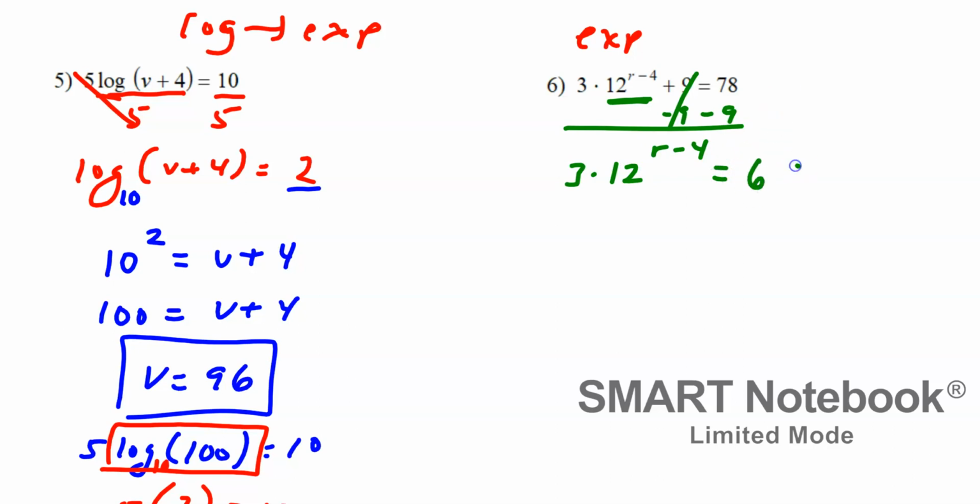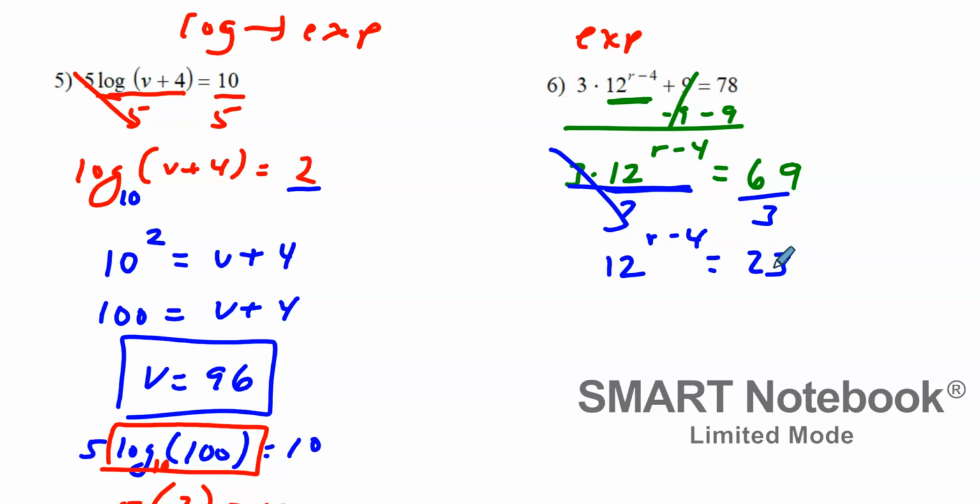A very common mistake here is for students to think that you should multiply the 3 times the 12. But the 12 is not a regular number. You're not multiplying these. It's 3 times the base of 12 to the power. So we still need to isolate this exponential piece. We need to get rid of that 3. So just like number 5, we divide both sides by the number in front. So we have 12 to the r minus 4 power equals 69 divided by 3, which is 23.